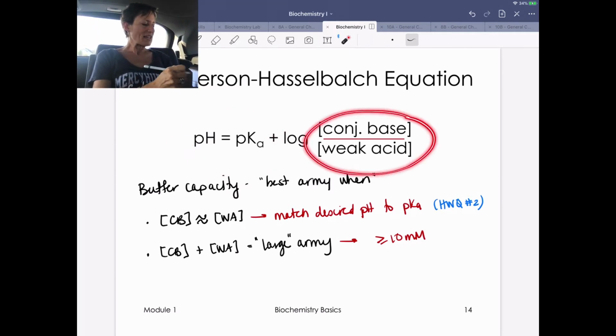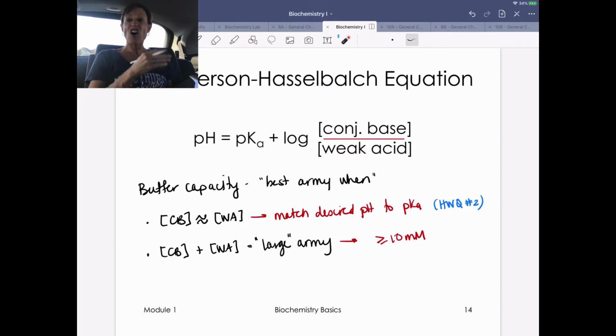Let's imagine that they were exactly the same. Essentially what that would be is 0 equals the log of whatever that ratio is. That ratio is going to be 1. That tells me that I will have equal amounts of both kinds of my army when I choose an acid whose pKa is equal to the pH I want to be at. If you need to, replay that last 15 seconds so you can hear that again.